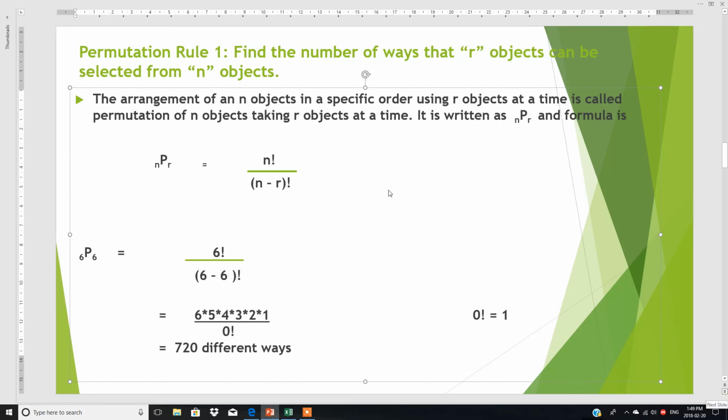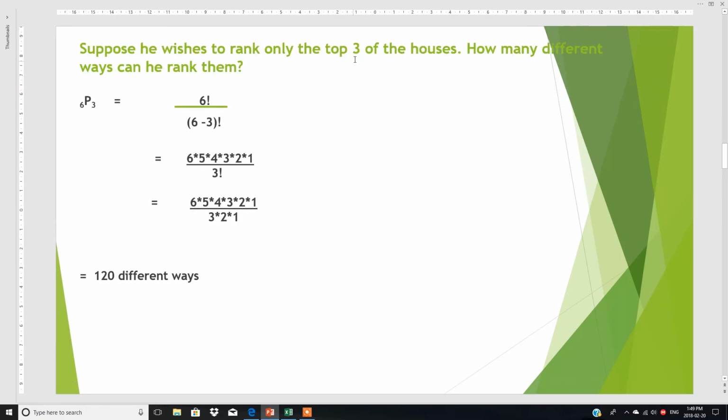Come to the next slide, and here suppose he wishes to make the ranking of the top 3. Here r is 3, so 6Pr, where n is the total number of houses: 6 factorial over 6 minus 3 factorial, because there are 3 choices. So 3 factorial means 3 multiplied by 2 multiplied by 1, and 6 factorial means 6 multiplied by 5, 4, 3, 2, 1. So in the numerator we have 3 multiplied by 2 multiplied by 1, and the same in the denominator.